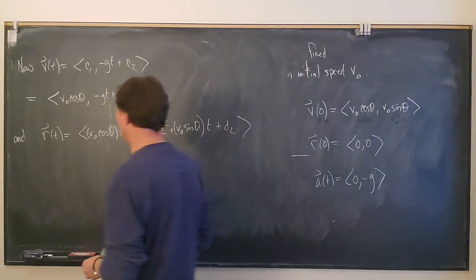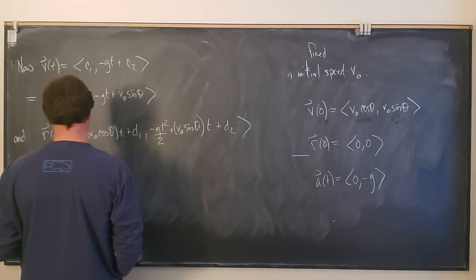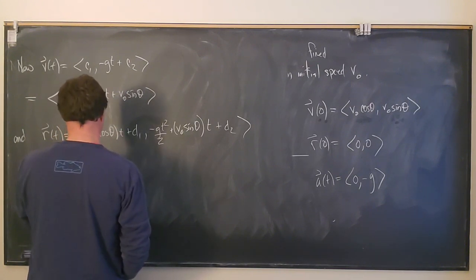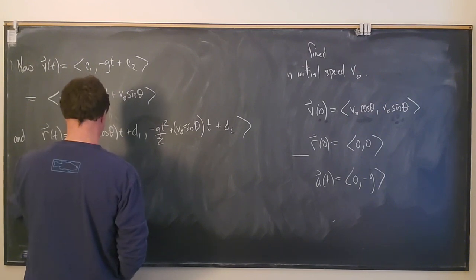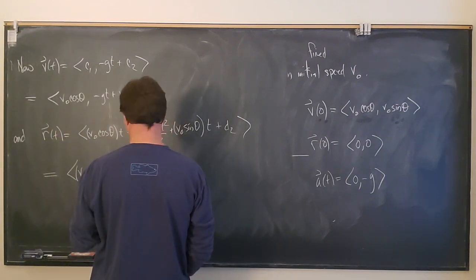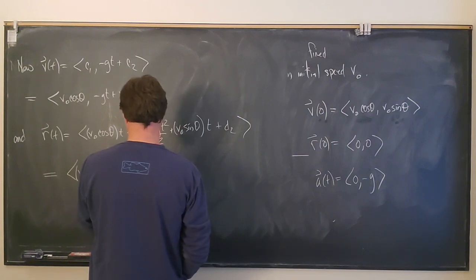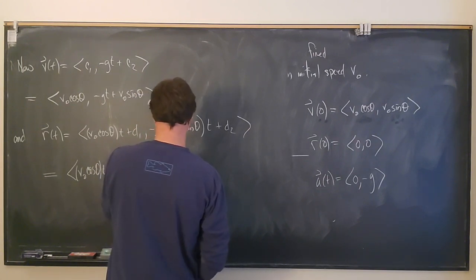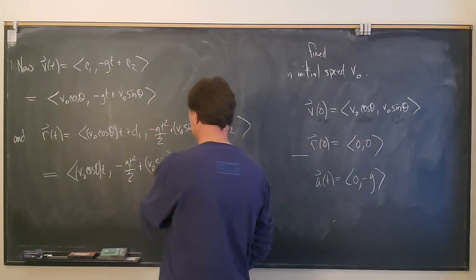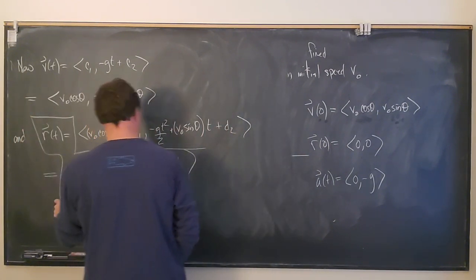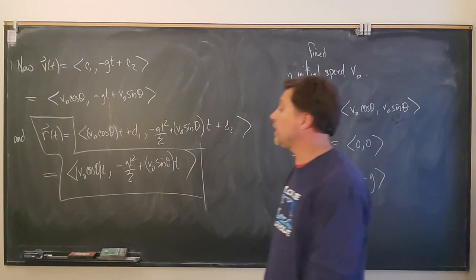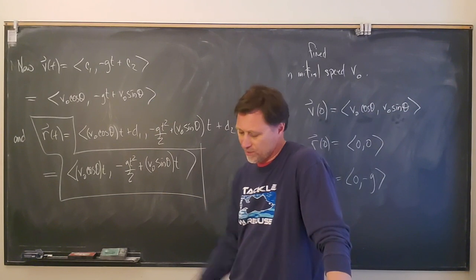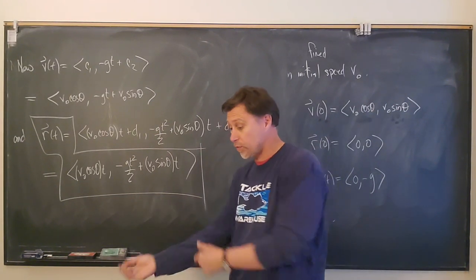So, final form, once you solve for d1 and d2, what you get is v0 cosine theta t, comma, minus gt squared over 2 plus v0 sine theta times t. Right? So this right there gives us everything we need to know about projectile motion, assuming that we started at the origin, and of course we're ignoring air resistance or anything else. So gravity is the only force that's operating here.